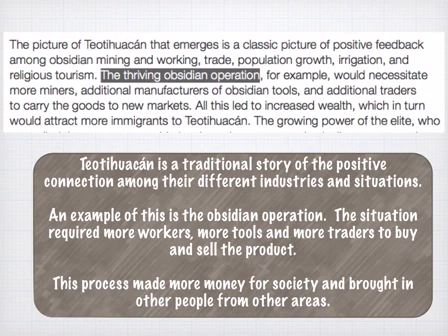If we have a look at the way that we can paraphrase the information in the paragraph, we can say that Teotihuacan is a traditional story of the positive connection among the different industries and situations. An example of this is the obsidian operation. The situation required more workers, more tools, and more traders to buy and sell the product. And this process made more money for society and brought in other people from other areas.